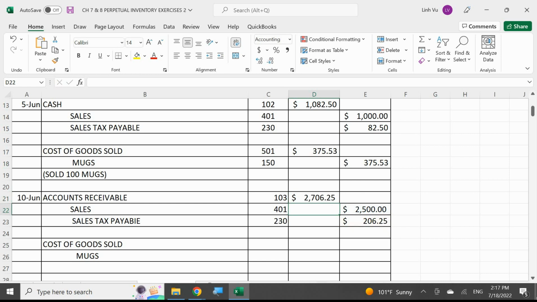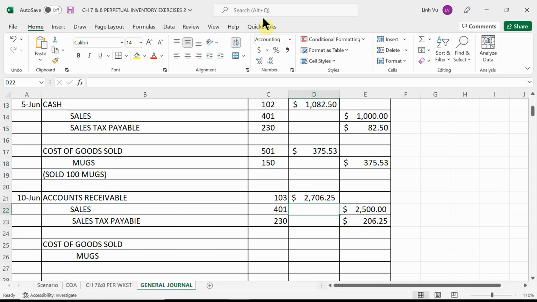Because accounts receivable means they don't pay me now, they pay me later. Even though I sold the mugs to them and gave them my products, they owe me because they said, I'm going to owe you on an account. I promise to pay you back later. You just invoice me, send me the bill, and I'll send you a check later on. So that's the idea of accounts receivable.